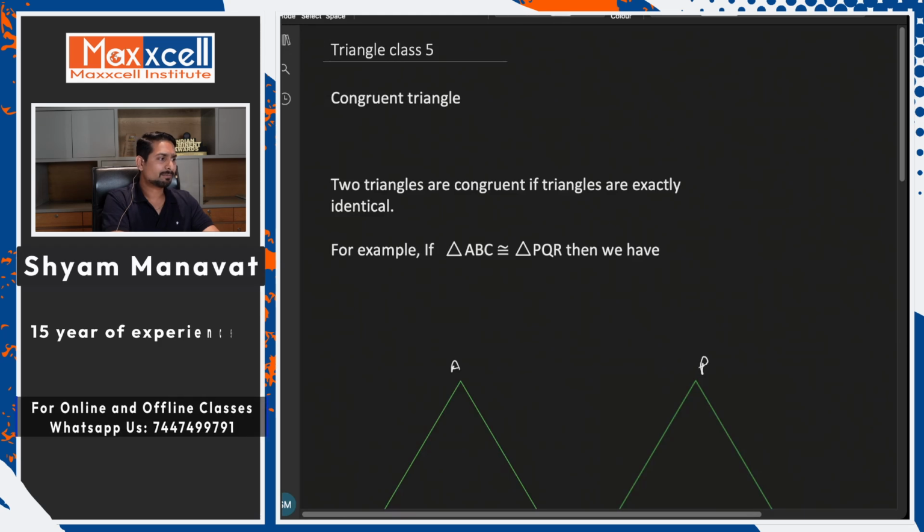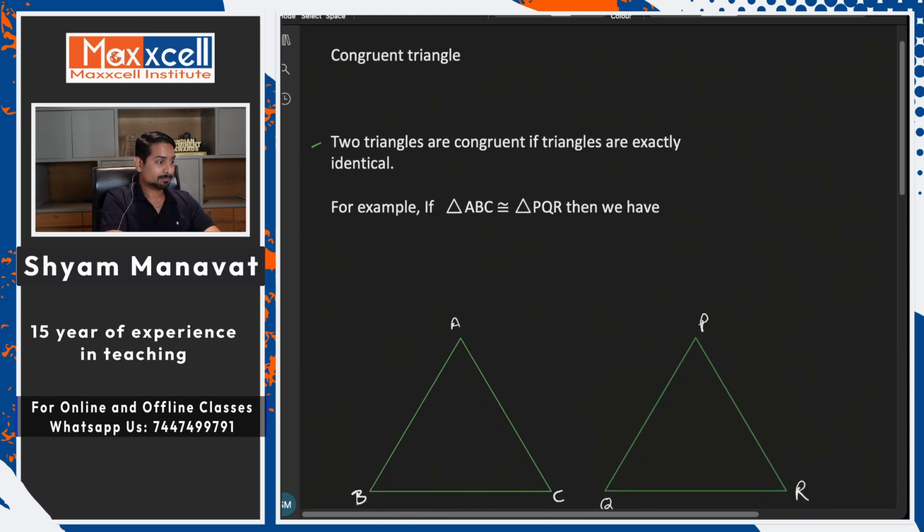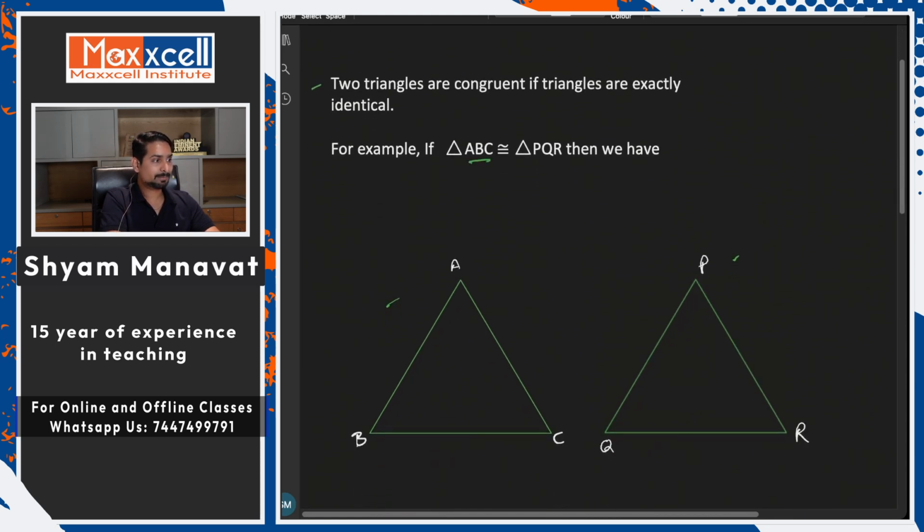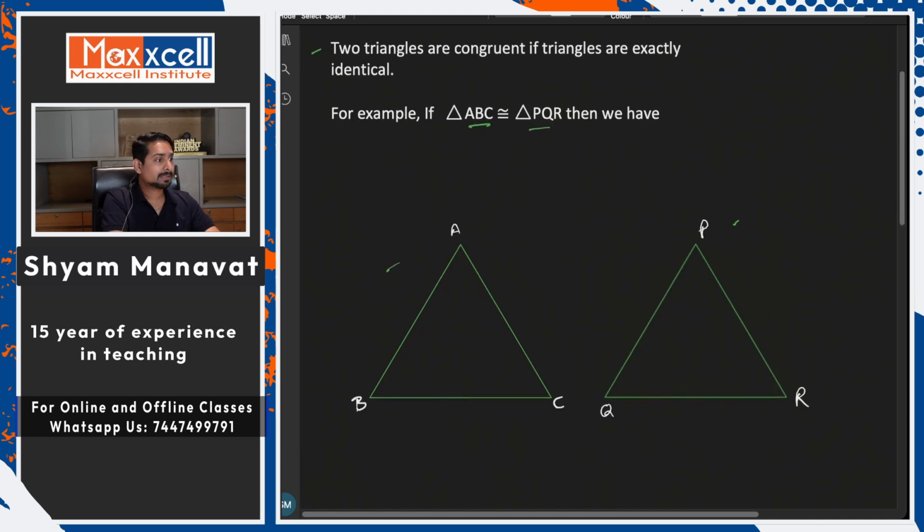In this lecture we are going to discuss congruent triangles. So let's see what congruent triangles are. You can say two triangles are congruent if they are exactly identical. What do you mean by exactly identical? For example, here you have two triangles ABC and PQR. This is the sign of congruency. Equal, and then you have this curve. So that's the sign of congruency.